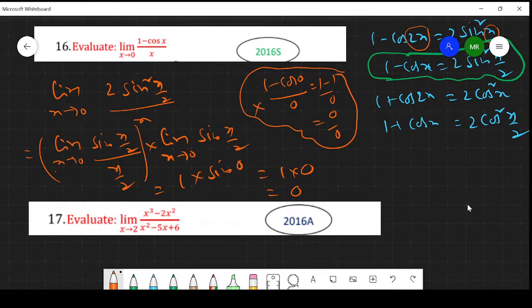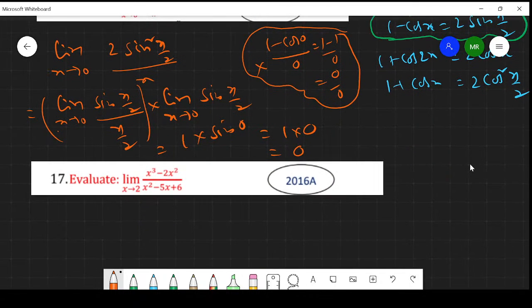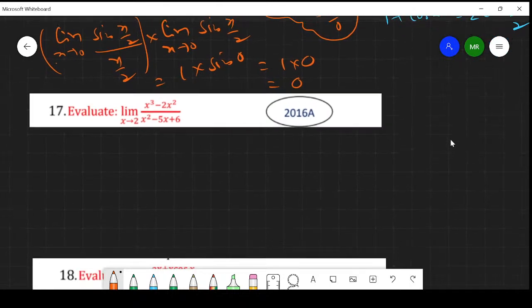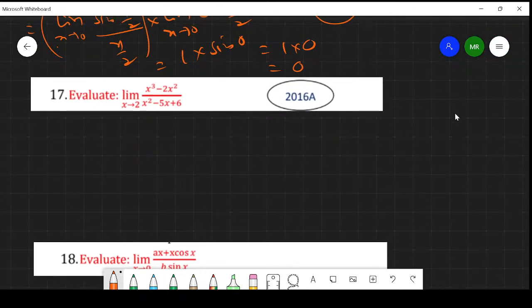That is the expected question. I am expecting this question. Question number 16 is a most expected, important question. They may ask that question, no doubt. Please solve that question 2-3 times.